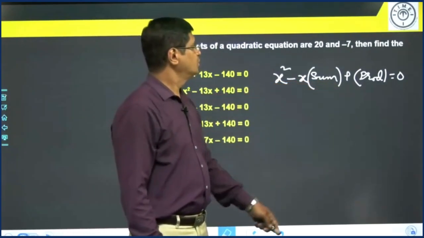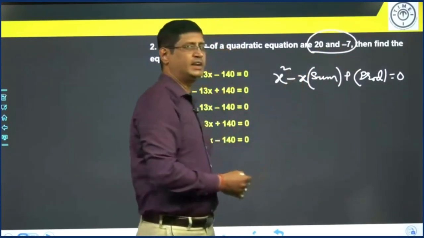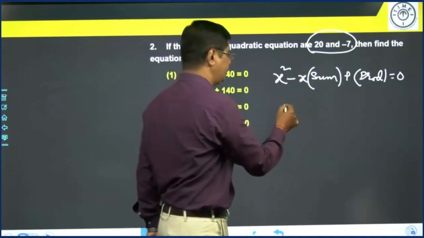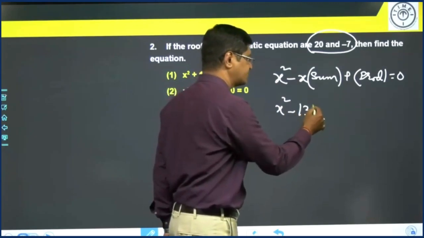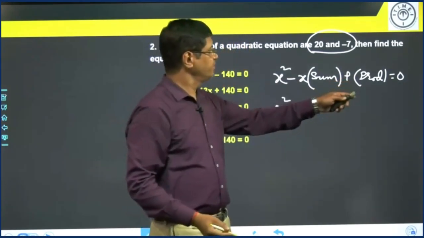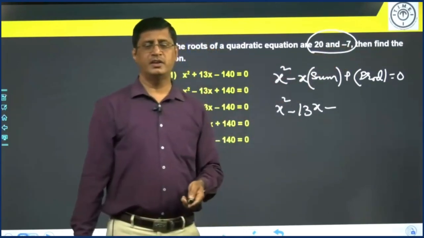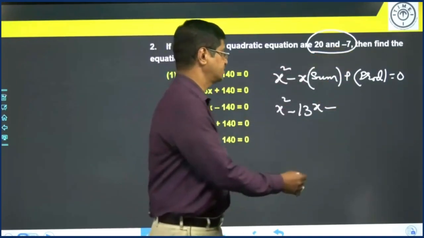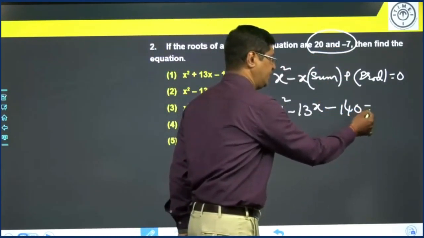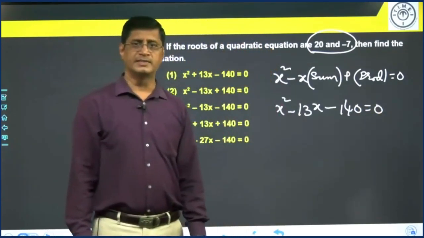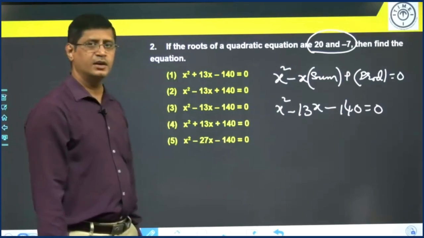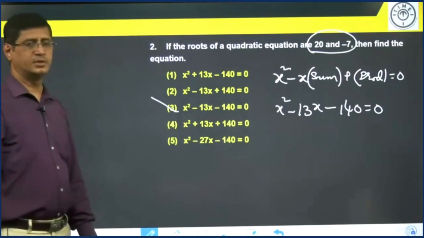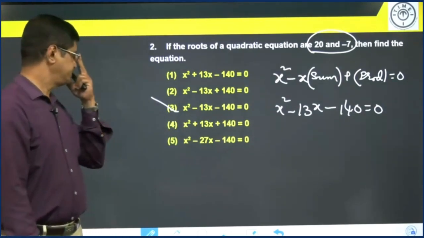Sum of the roots. So how much is the sum of the roots? 20 minus 7 is equal to 13. So 13 into x, that is 13x. What is the next here? Minus 7 into 20. 7 into 20 is 140. Here the sign is minus. So what is the result? The result is x square minus 13x minus 140 equal to 0. Now the right answer is option number 3. Third choice is the right answer.